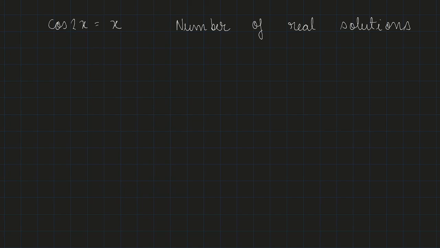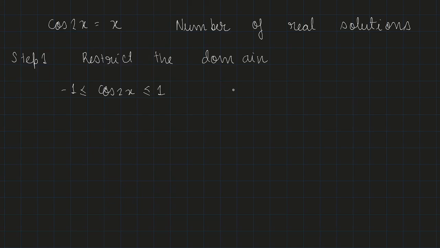Okay, first of all, again, we do the same thing as we did before. Our step 1 would be to restrict the domain. Okay, again, cos of 2x lies between -1 and 1. So x can only belong to -1 to 1. Now let's see step 2.